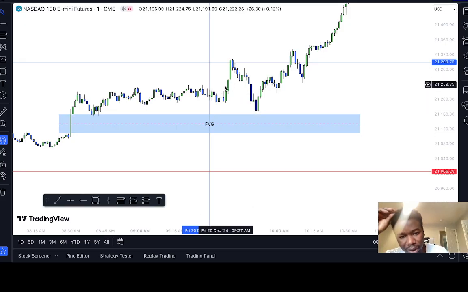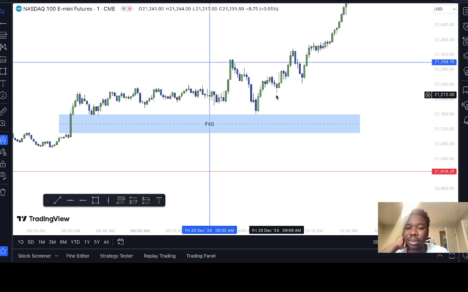This is the 9:30 open, guys. As you can see, we didn't get much movement at the 9:30 open. Then we got this big manipulation to the upside. It came back down and took out these relatively equal lows.